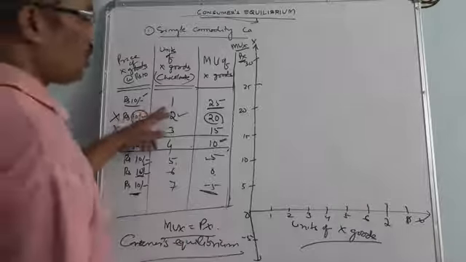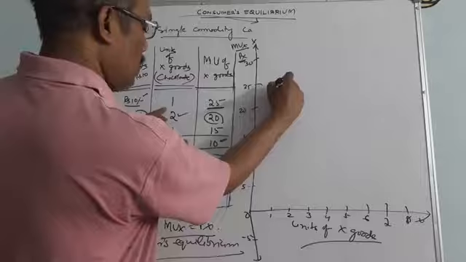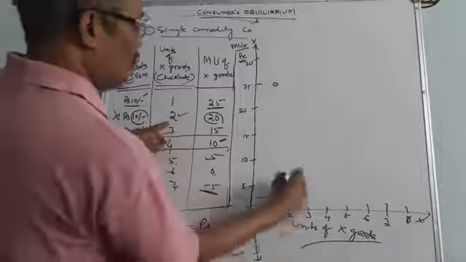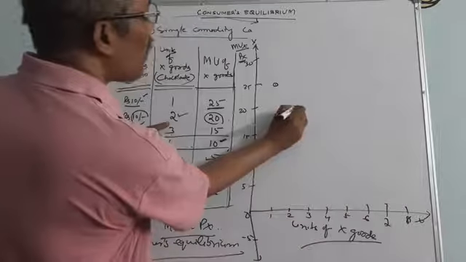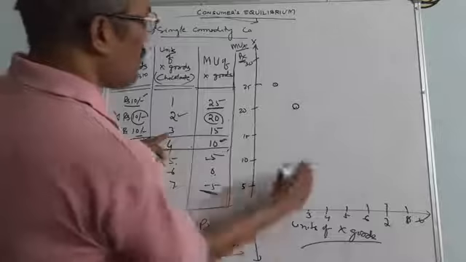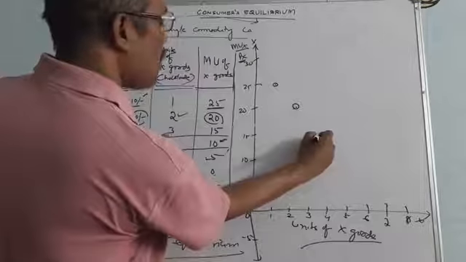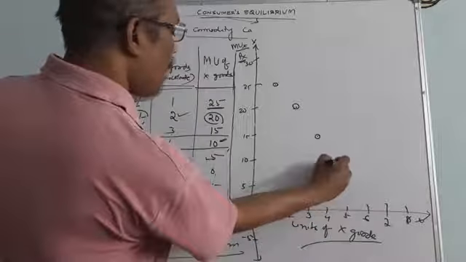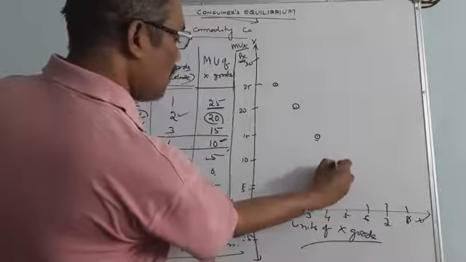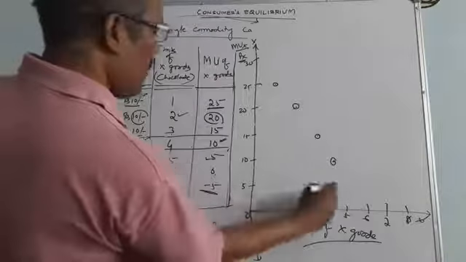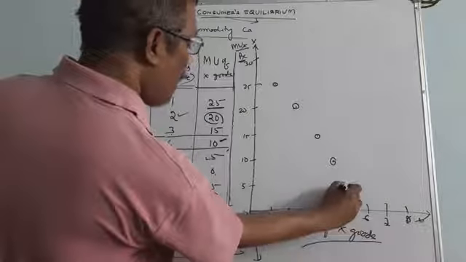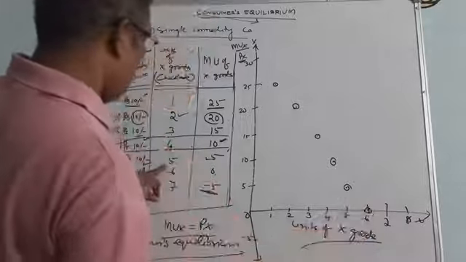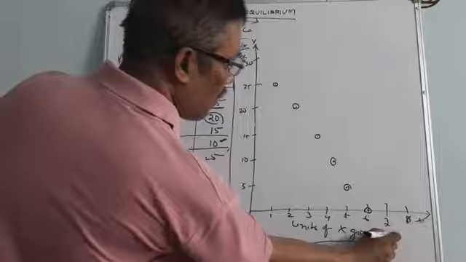In the first unit case, when the consumer consumes, he gets marginal utility 25. Second unit, 20. Third unit, 15. Fourth unit, 10. Fifth unit, 5. And sixth unit, 0. And seventh unit, minus 5.